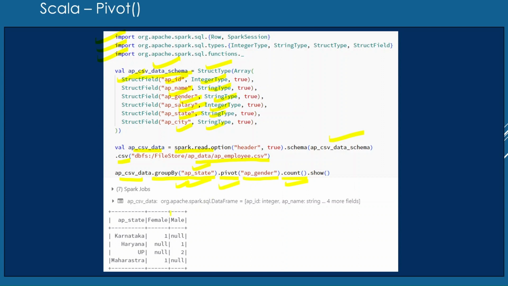I have also captured the output. This is the AP state, based on which we have grouped by. There are 4 groups created, and we are converting this AP gender data into multiple columns. Here only 2 values are there, male and female. That's why 2 columns get created over here, and the values of female and male in each particular state are visible over here.